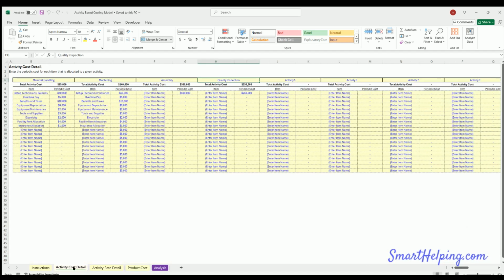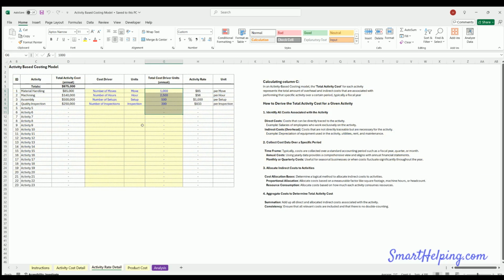Now, when you're doing the activity cost detail here, you want to make sure these costs are directly related to the activity. If the salary of the tech, if they're only spending maybe half of their time on machine handling and the other half on machining, then you would split their salary between the two, 25,000 each. So you really want to understand only the costs allocated to the activity. Then we're assigning units to each activity that happened during the year.